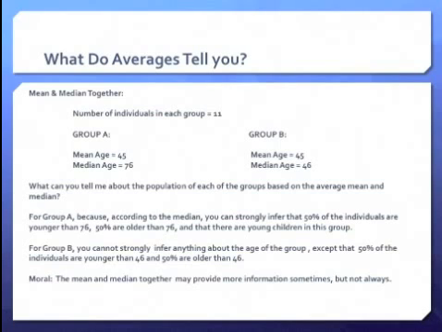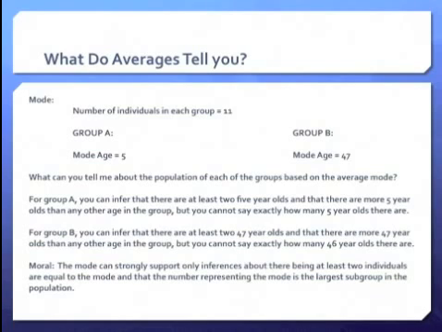For Group B, you cannot strongly infer anything about the age of the group except that 50% of the individuals are younger than 46 and 50% of the individuals are older than 46. So the mean and the median together may provide information beyond the mean and the median, but not always. The conclusions that will be strongly supported by both mean and the median together must be considered on a case-by-case basis.